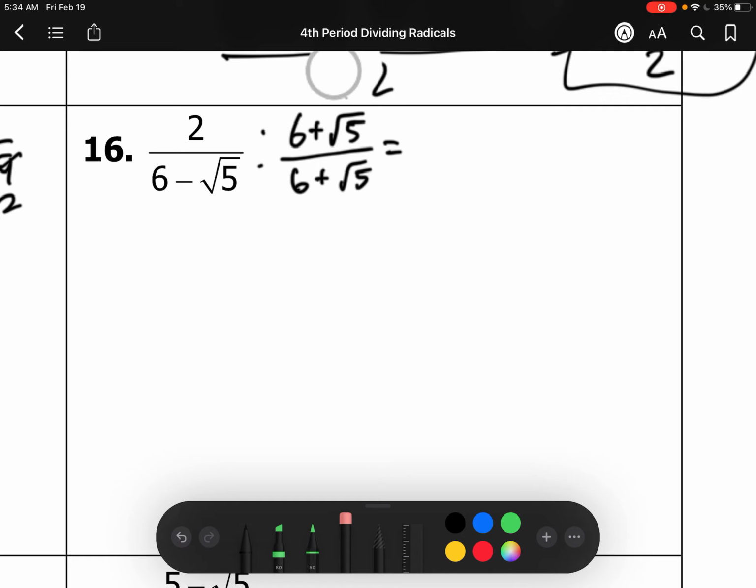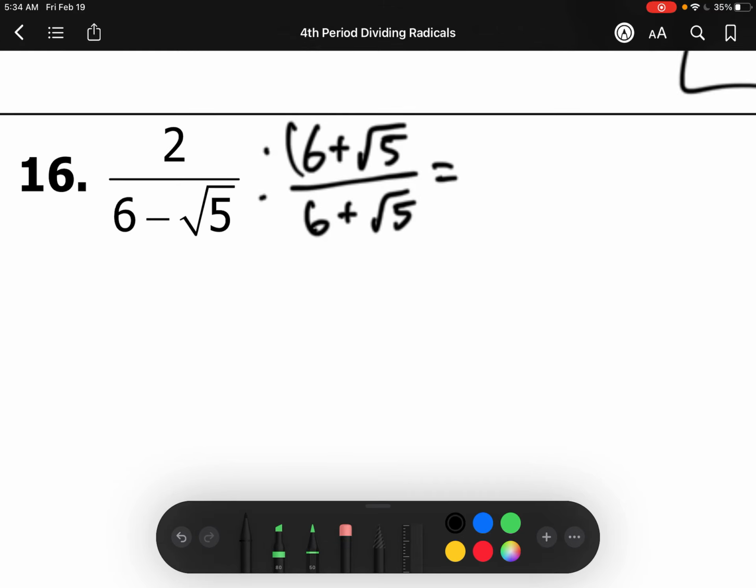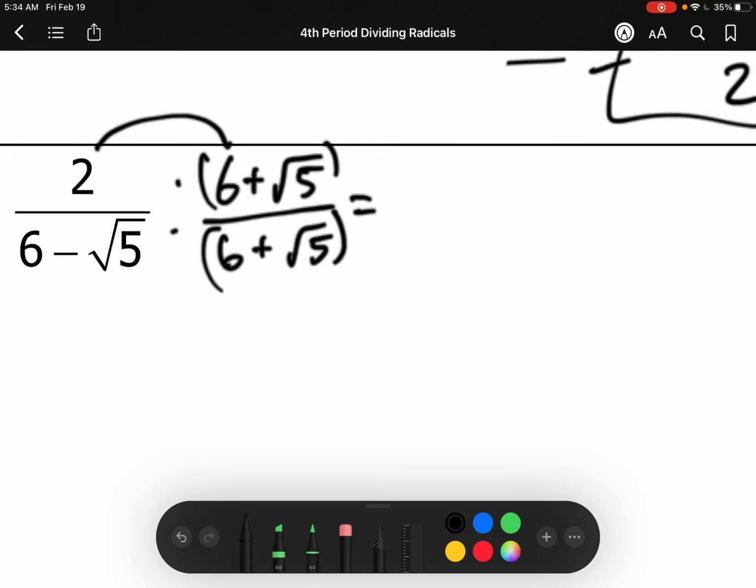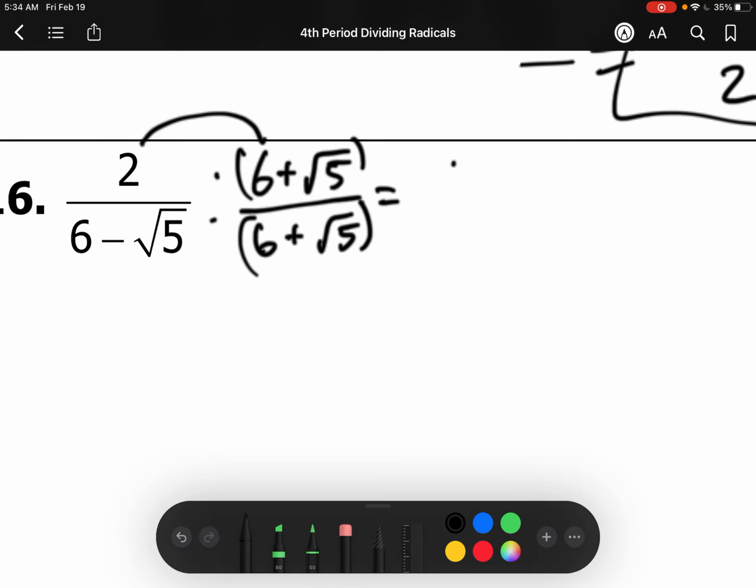Let me erase this right here real quick so I can have space to show the arrows. I'm going to put parentheses around this. All right, so first we're distributing 2, right? So 2 times 6 is 12. 2 times the square root of 5 is plus 2 times the square root of 5, right?